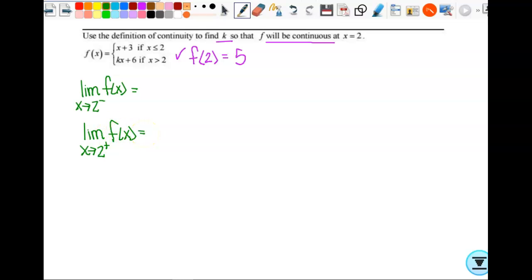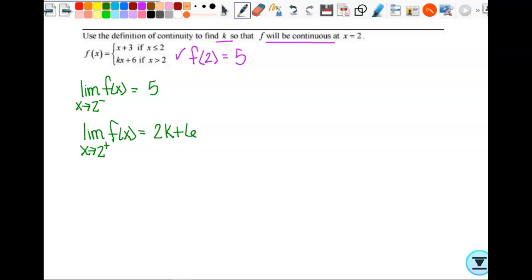I think my problem is I'm not consistent about whether I write this part first or this part first, and if I don't write this first, I forget to write it sometimes. I got to check myself on that. Okay, so I'm looking for this. As I go from the left, that's this one, right? It's going to be 5, right? As I go from the right, it's going to be this one, and that's going to give me 2k plus 6, right? Because I don't know what k is.